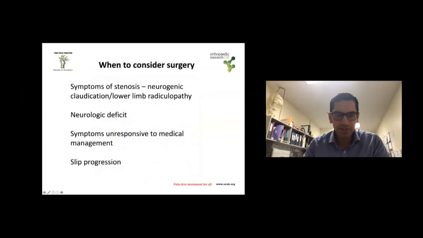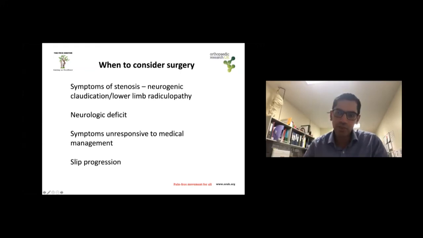So when to consider surgery? These patients will quite often present with back pain, but also with leg pain symptoms as well. So if you've got, say, an L5S1 slip, as the L5 vertebral body slips forward, it'll compress the L5 nerves coming out of the L5 foramen as the L5 vertebral body slips over S1. And then they will get bilateral L5 radiculopathy.